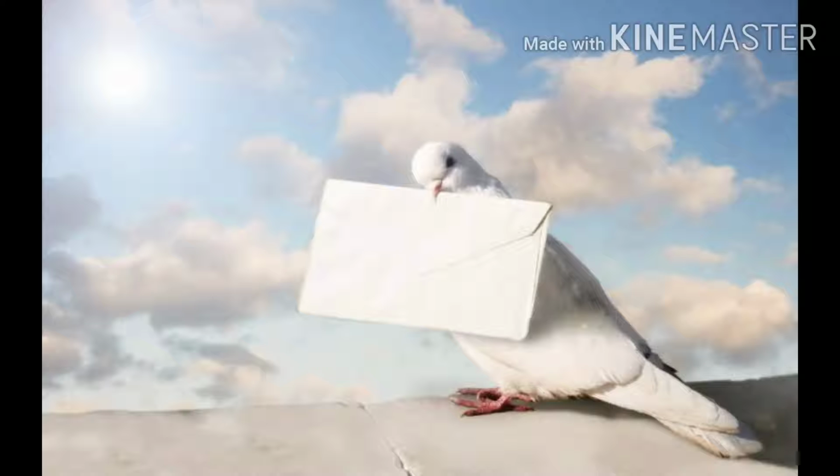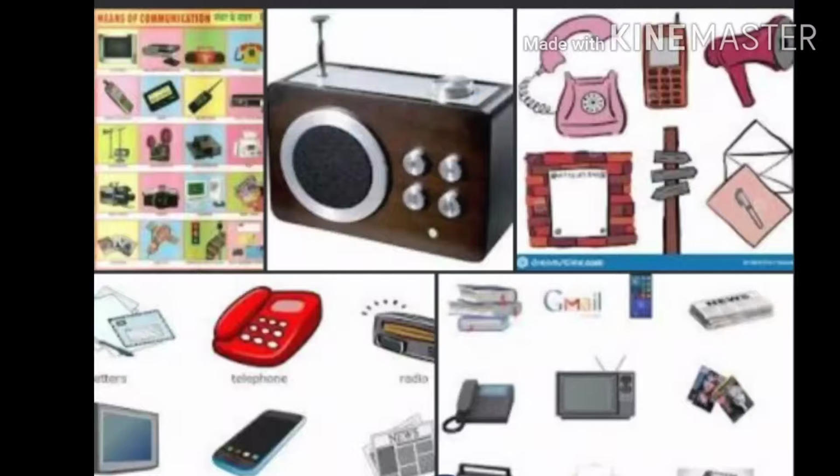In olden days, messages were sent through messengers and pigeons. In modern times, communication has evolved lots of changes. There are three main means of communication, namely postal communication, telecommunication and mass communication. The postal system is one of the popular means of communication. It includes postcards, letters, telegram, speed post, etc.